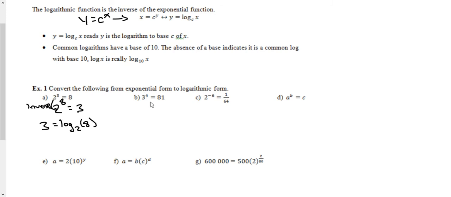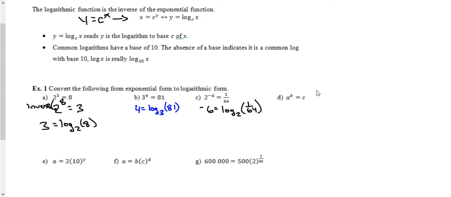So in example B here, what do we have? Right away, I know my base is going to be 3. If 4 is my exponent here, that's now going to be my answer. Just like over here, 3 was my exponent, so now that's my answer. So I'm just skipping this inverse step here, speeding things up a bit. So I'm going to have 4 equals log base 3 of 81. In example C here, again, I have my exponent there, so I'm going to start off with my exponent. So I got negative 6 equals log base 2 of 1 over 64.